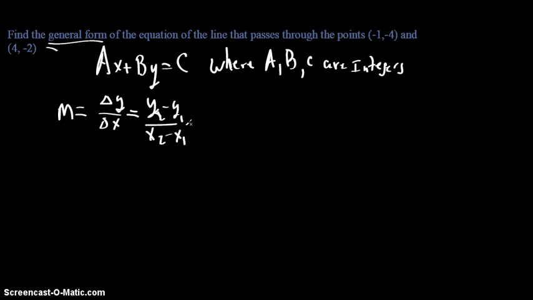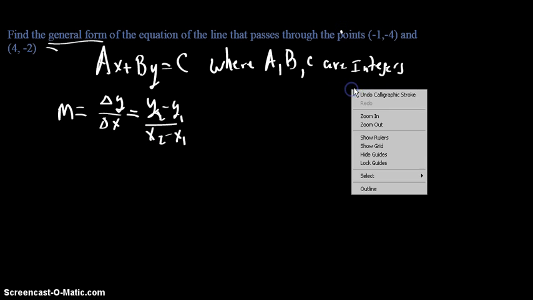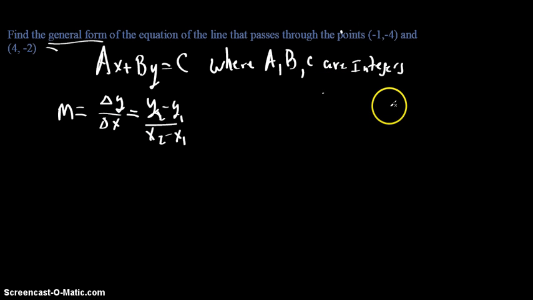So there's a lot going on in this problem. So first off, let's get our points here. We're given these as (-1, -4), and the point (4, -2). So from those two given points, we're going to plug those into our slope formula and find our slope. So that's going to be our first step.